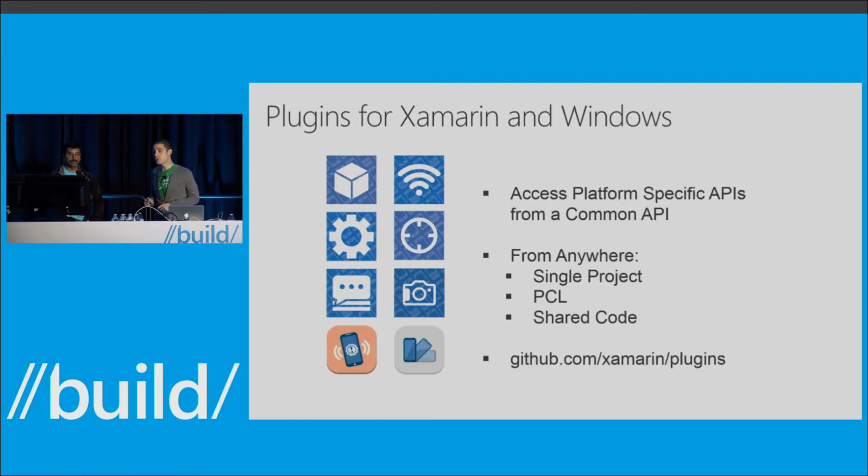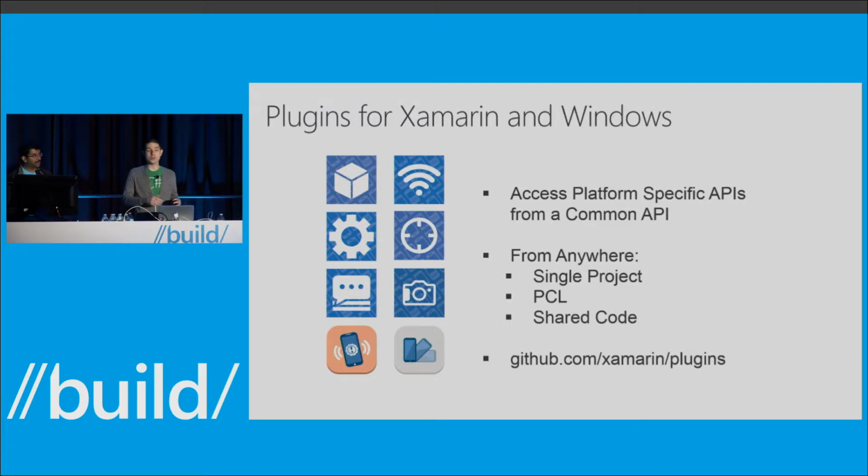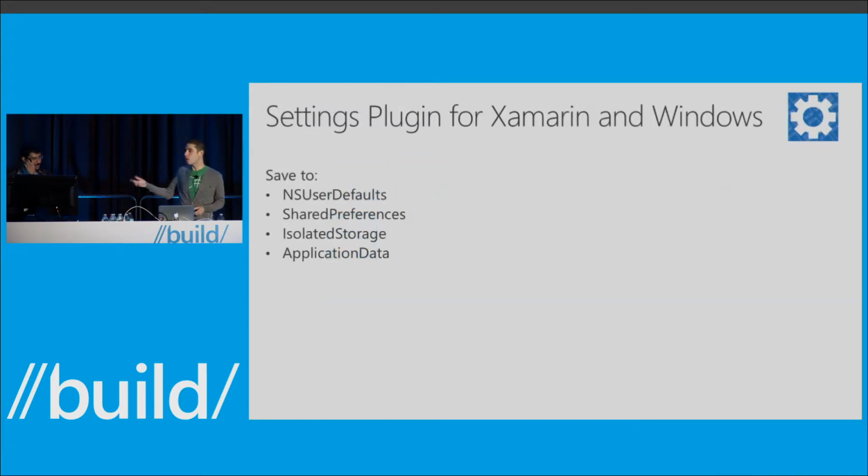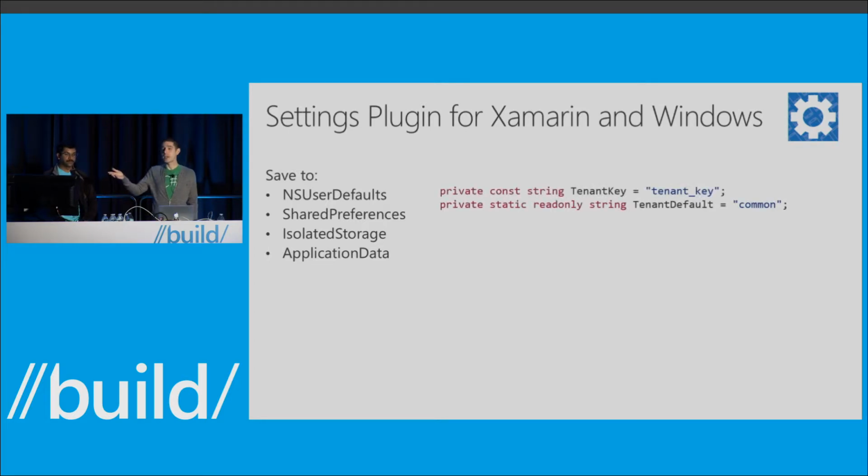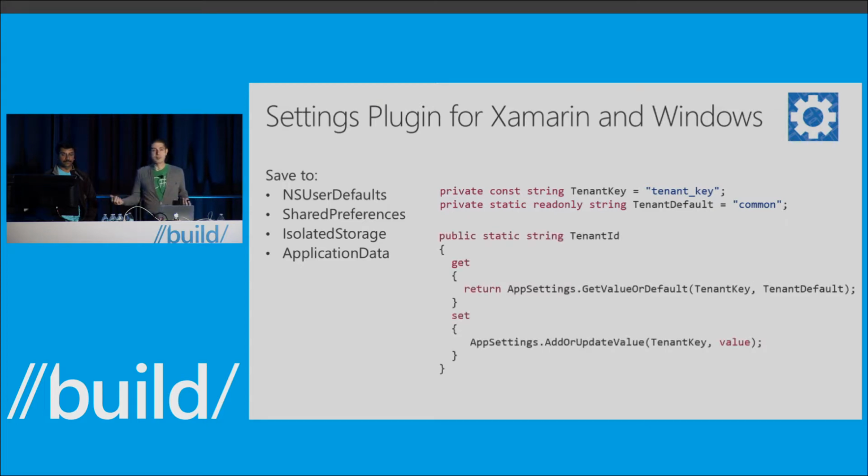And this is how we do it for the settings. And there's a GitHub page of all the different plugins. These are created by some Xamarins, but also the community as well, all open source. So for instance, if you want to access settings, I want to store it in NSUserDefaults on iOS, shared preferences on Android, or isolated storage or application data. So how we do this is we have a tenant key and a tenant default. This is where I'm going to store it, personally, in my settings. Then I have a simple getter and setter.